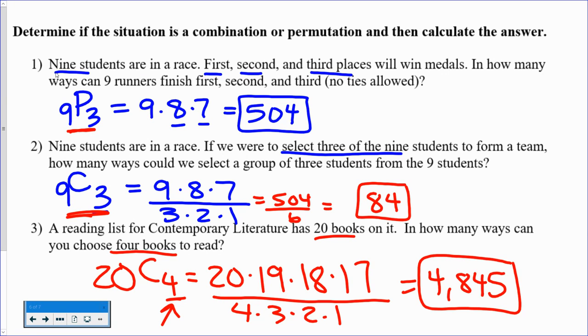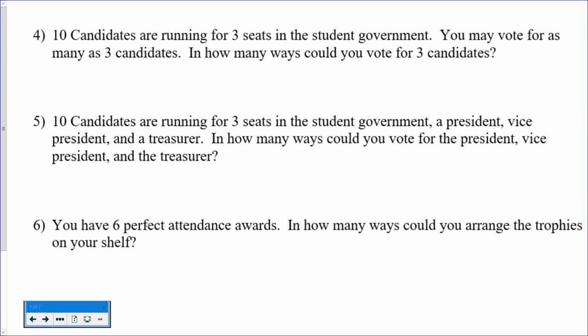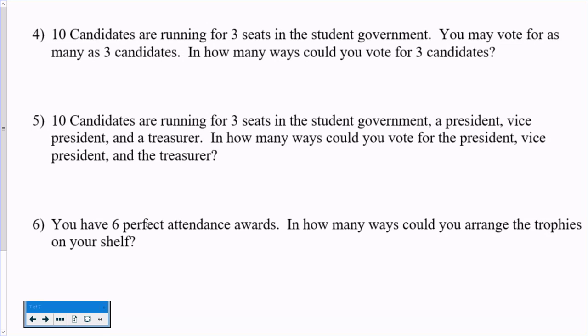All right, 3 more examples to take a look at. So number 4, we have 10 candidates running for 3 seats in the student government. You may vote for as many as 3 candidates. And how many ways could you vote for the 3 candidates?